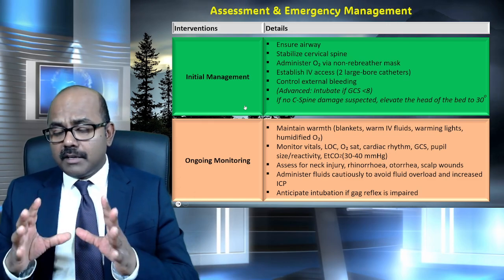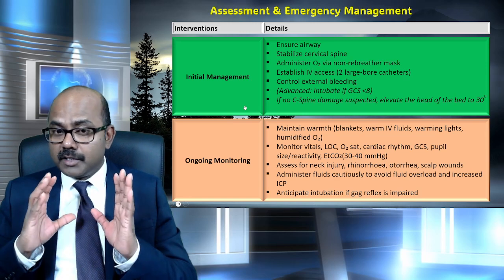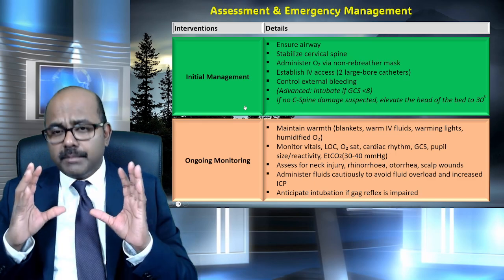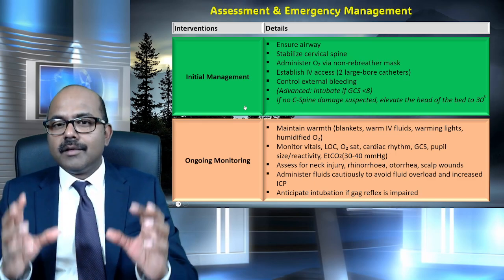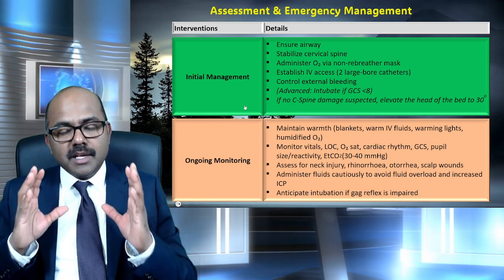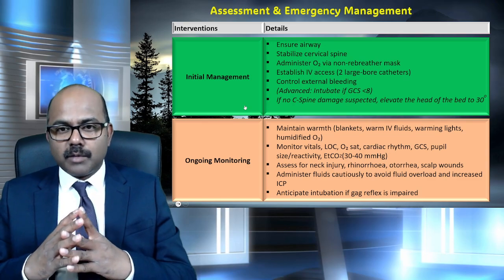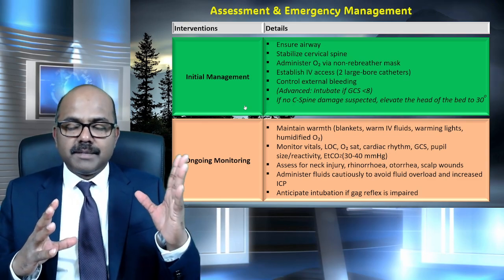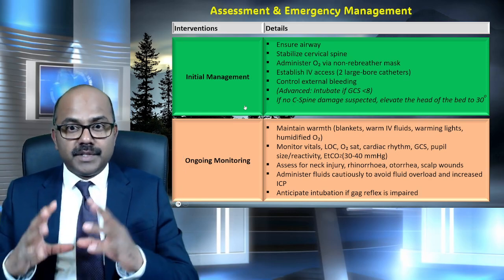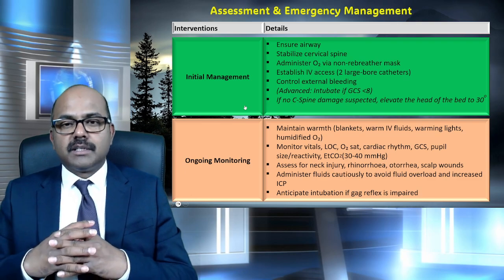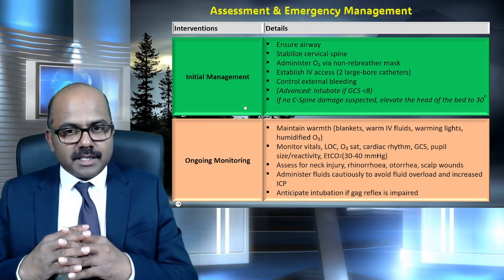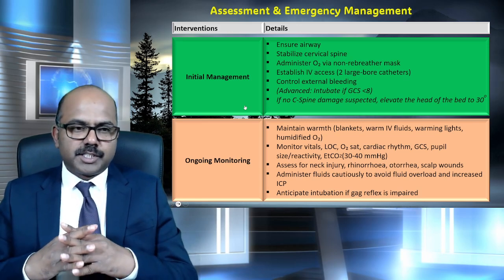If the oxygen level is less than 96, I would recommend giving oxygen through a 100% non-rebreather mask, because in this scenario the priority will go to the head and brain tissue. The survival of the brain tissue needs more and more oxygen, because when the ICP goes up, your cerebral perfusion will be impaired. So we need to give more oxygen to the patient. So always keep an eye on the oxygen. Recommended is 100% non-rebreather in the initial stage.